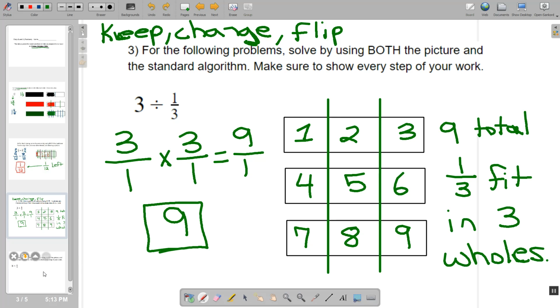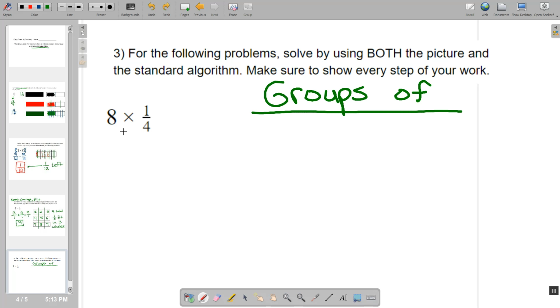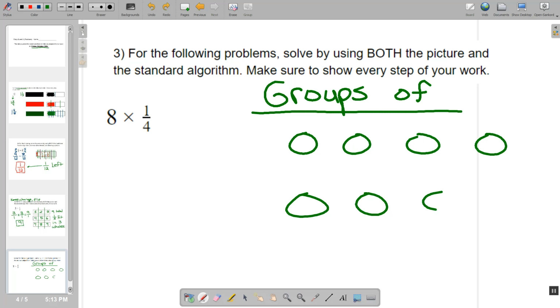Let's do one more. So for this problem, we have 8 times a fourth. And we've been doing the fraction boxes method before. This time we're going to try the groups of. And I always try the groups of method when the whole number gets pretty big. And 8 is starting to get pretty big. So what I want to do here is draw 8 total fractions. I can draw them as circles, squares, or whatever you want. And it wants to know that there are 4 total groups.